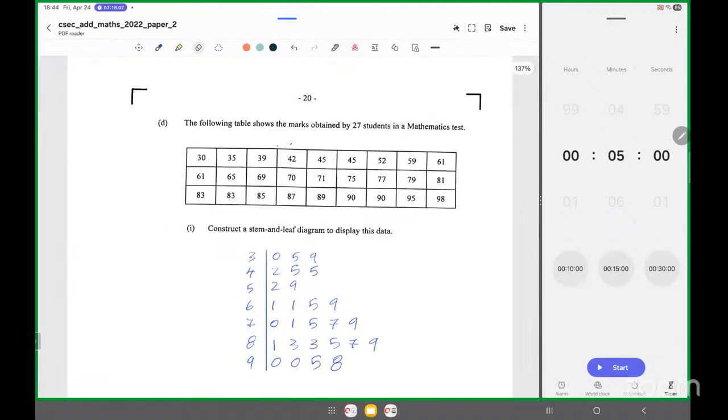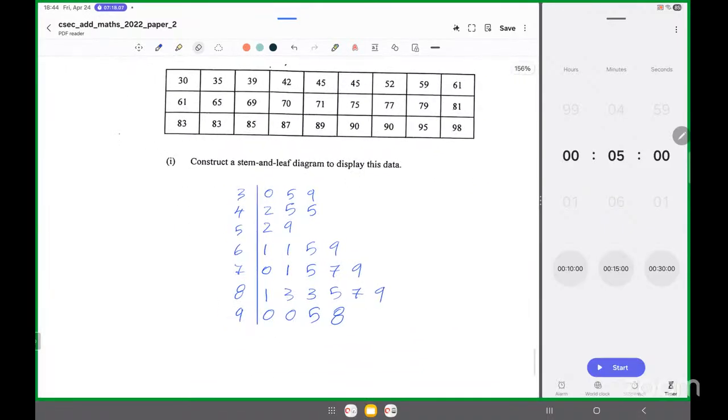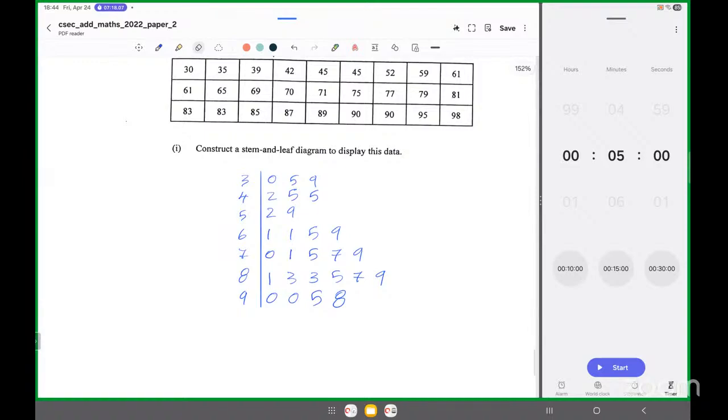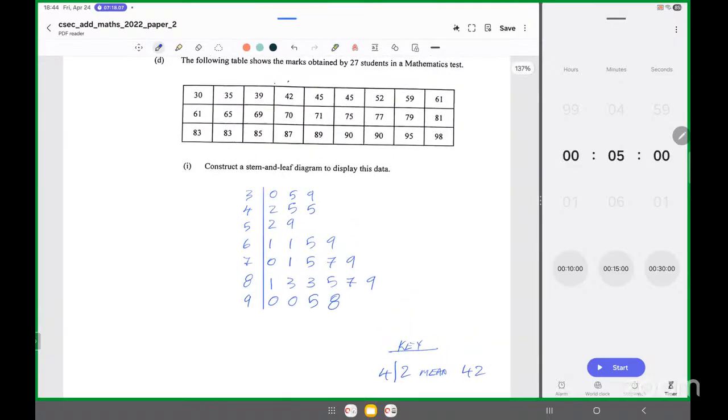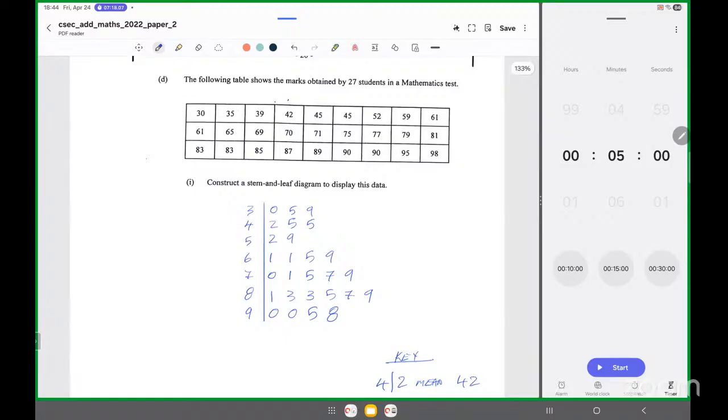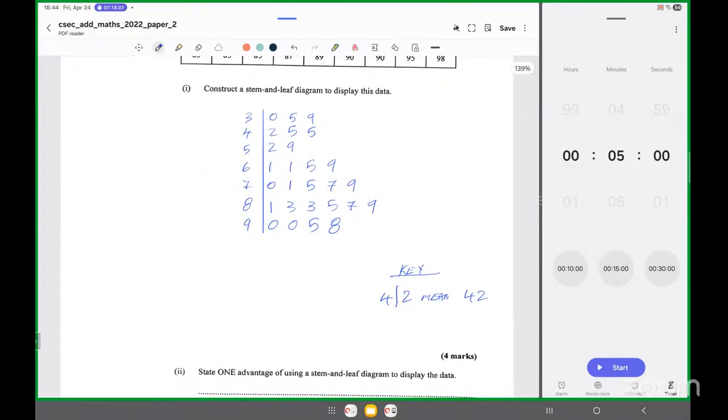All right? Simple as that. That's what everybody should get. And you put in a key. The key is like 4 line 2 means 42. And this is your marks obtained. If you want to put marks on this, it should be safe. You put 42 marks. 4 marks for doing that.